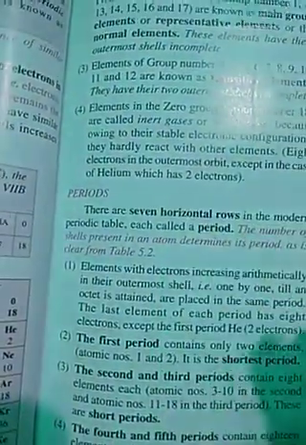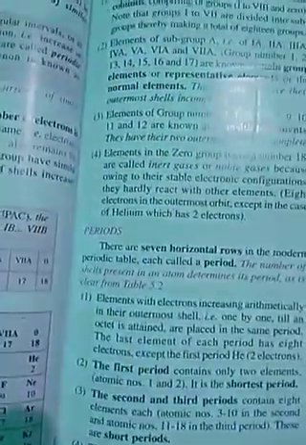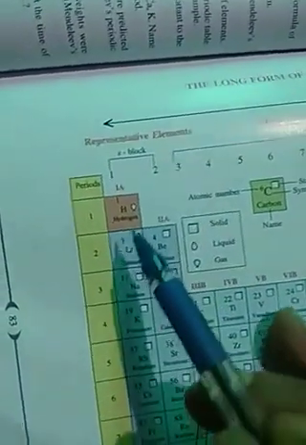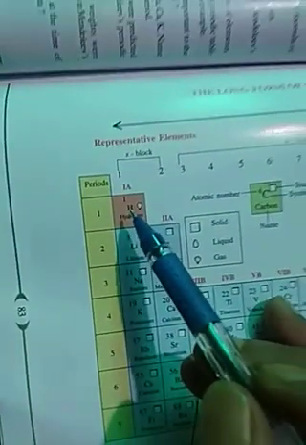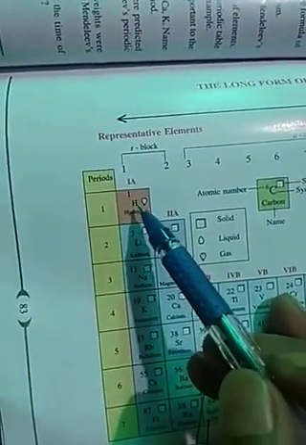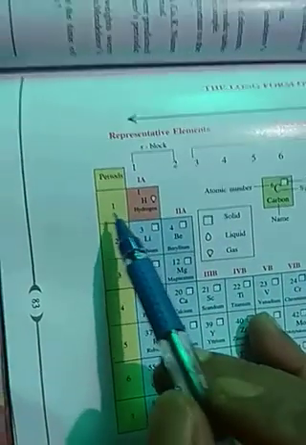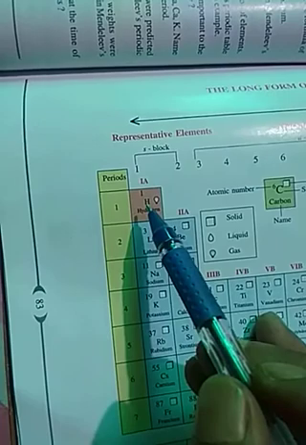For example, if there is one shell, it will be an element of period 1. For example, hydrogen: its configuration is 1. It has only one electron, so its configuration will be 1, and it will be in the first period.